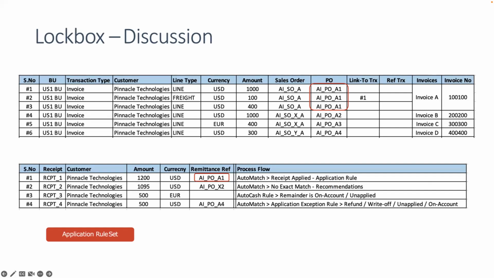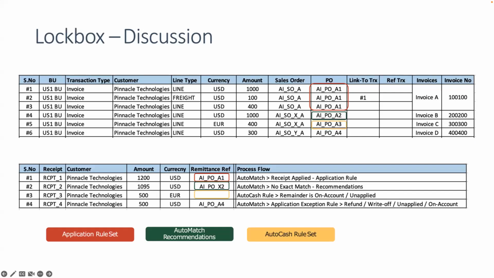For the second one, it will look at, again, the remittance reference, but there's a slight difference between the two. Again, the amount is not the same, US dollars. So again, here it will use automatic, but there's no exact match, and then it will use the recommendations. So that's what it would use.